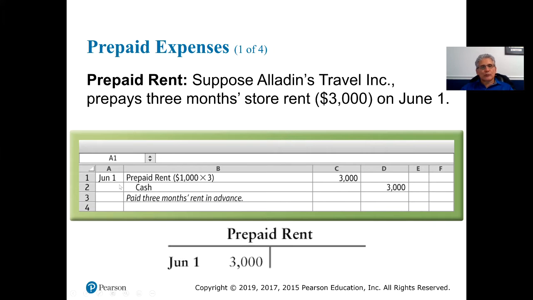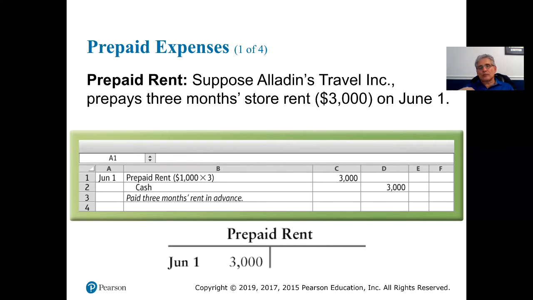On June 1st, they're going to record the actual payment. The payment is going to be a debit to prepaid rent for $3,000. By the way, this prepaid rent is an asset. The reason being is that technically, if we go back to the landlord and say, hey, I'm leaving, let's assume that there's no penalties or no requirement, no contract involved, then technically we should be able to get some of that money back, all right?